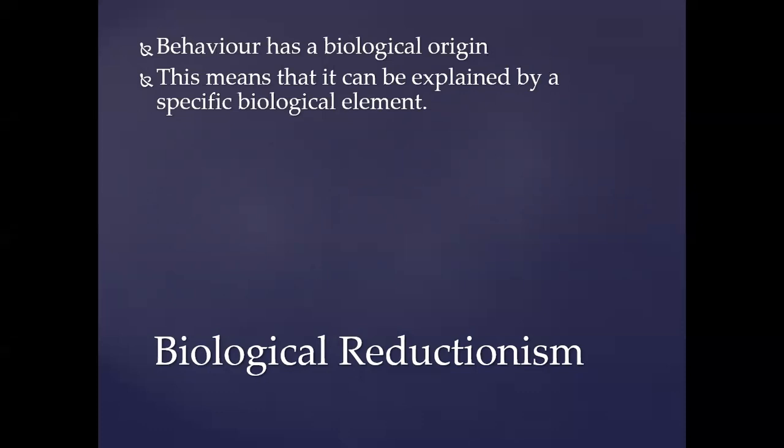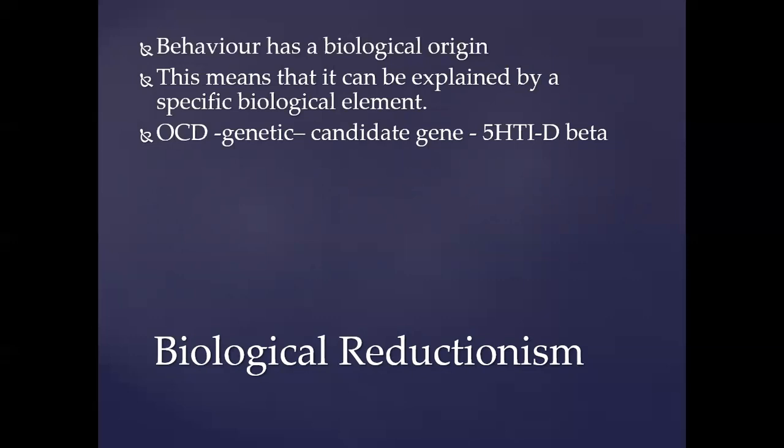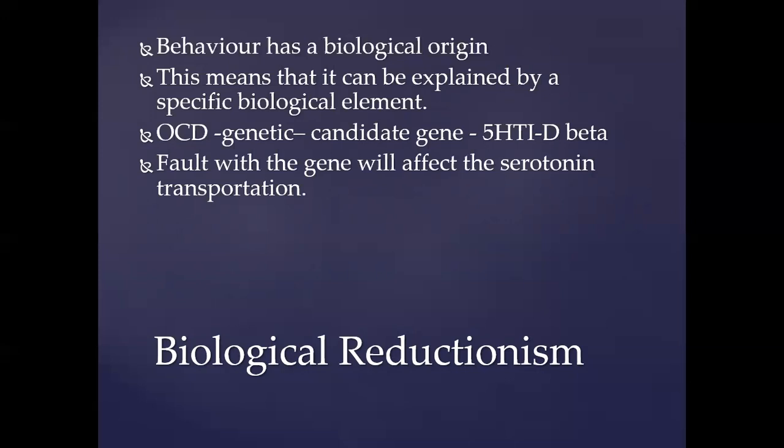Now, I'm going to link this back to what we did at OCD. Well, I hope that's my example coming up. In psychopathology, in OCD, it's genetic. Yep, we know that's the cause, but we want to make it more specific. We've got the candidate gene 5-HT1-D beta. Remember, a candidate gene is one specific thing. So what we're doing here is reducing it down to the simplest form. If we have a faulty gene, it's going to affect serotonin transportation, and if we're not getting the serotonin, it actually is going to affect our mood. So therefore, we can perhaps explain why a person will have certain types of behaviors if they suffer from OCD. So can you see how we've reduced it down to its simplest form?